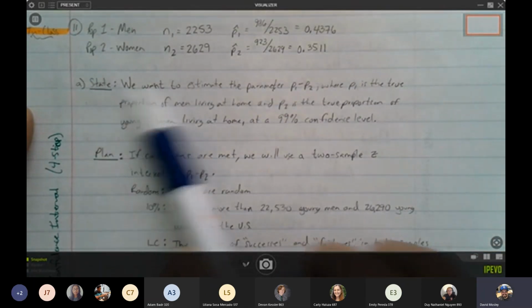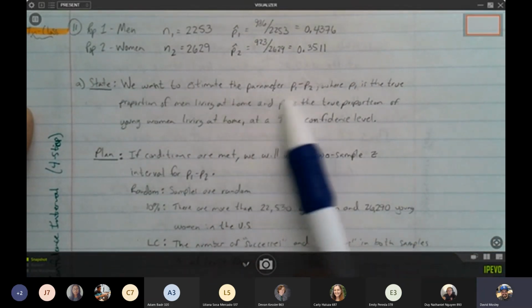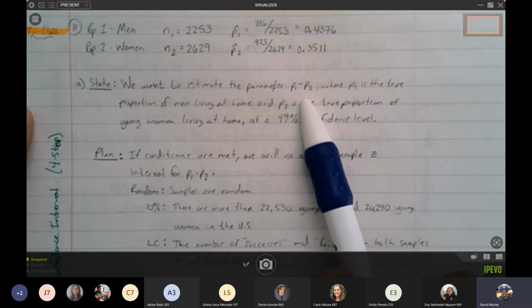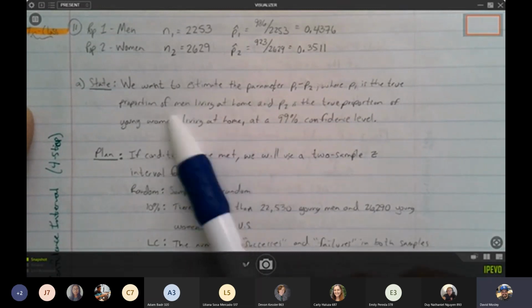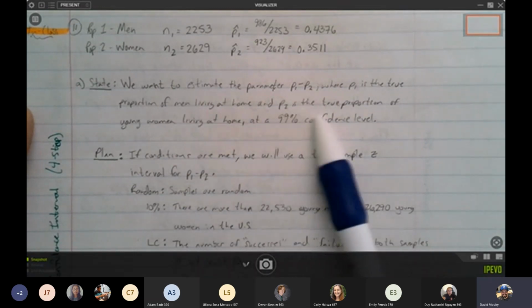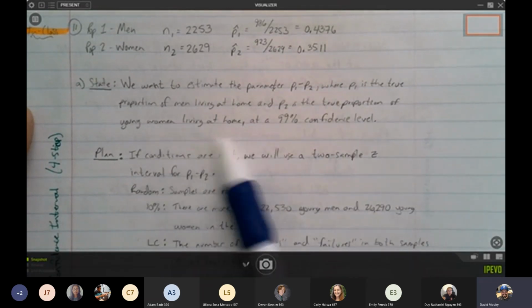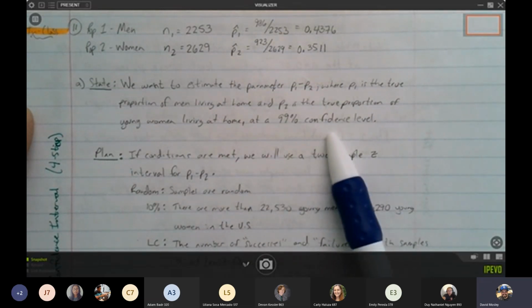We do our statement. We want to estimate the parameter P1 minus P2. These are our population parameters, where P1 is the true proportion of young men living at home, and P2 is the true proportion of young women living at home at a 99% confidence level.